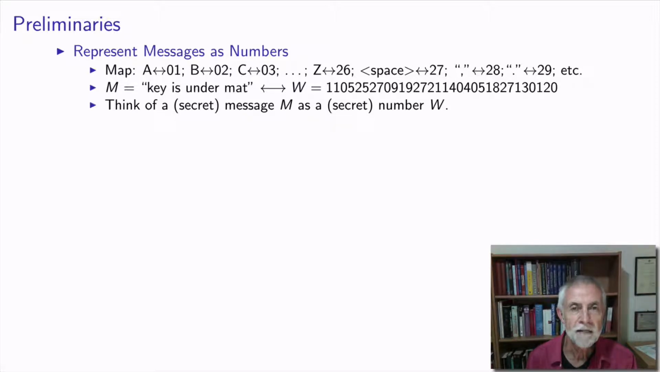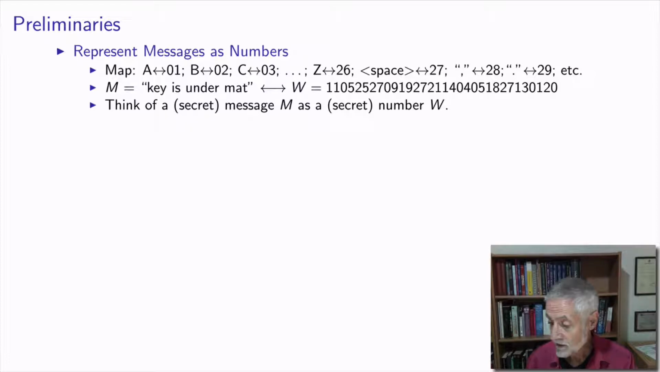If we have a message, which is a text message, then the first thing we need to do is to translate it into a number, just by some simple code. For example, we may let A correspond to the number 01, B to the number 02, C to the number 03, up to Z, the number 26, spaces, perhaps number 27, comma, 28, full stop, 29, and so on.